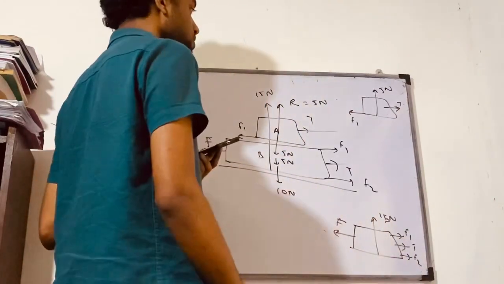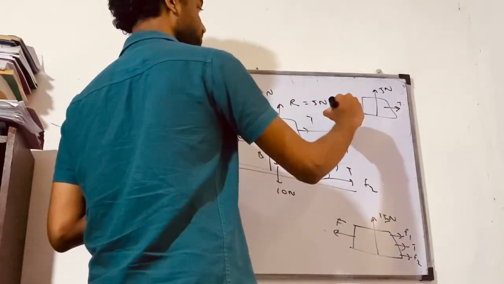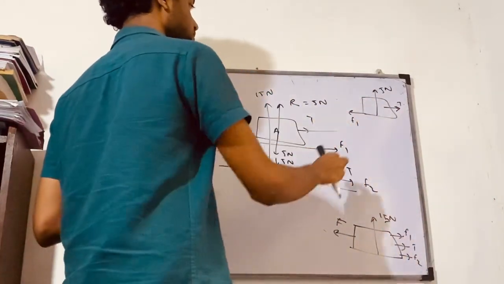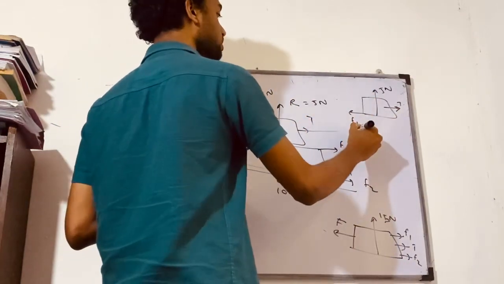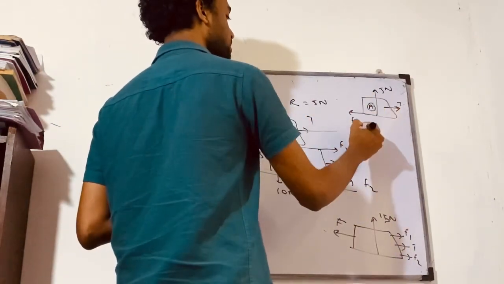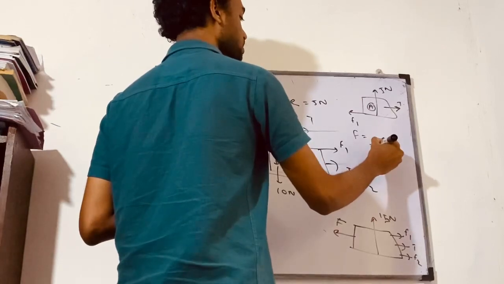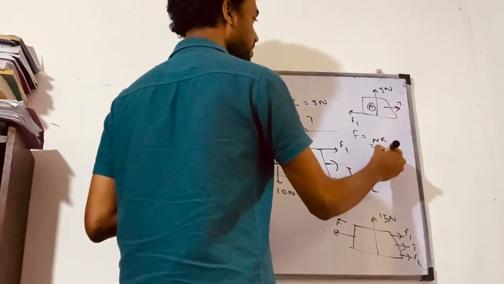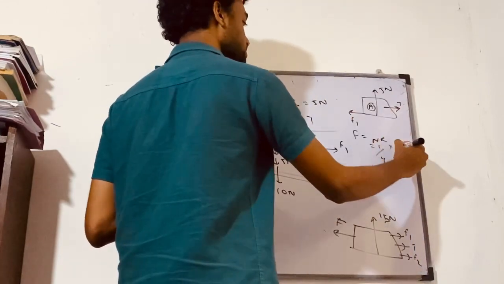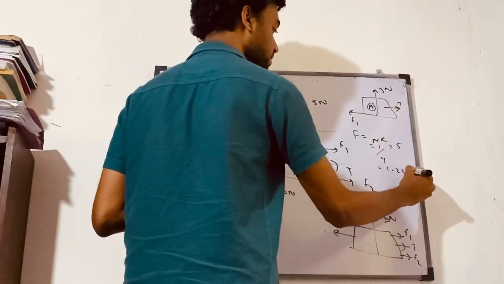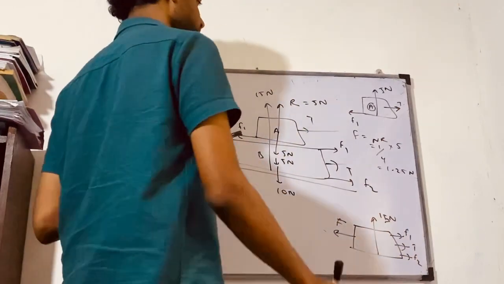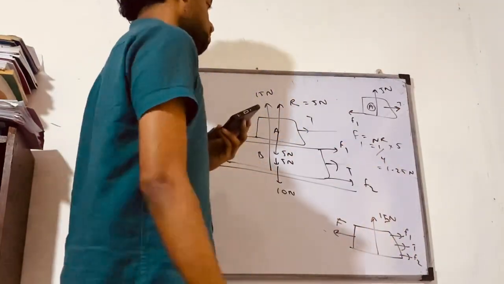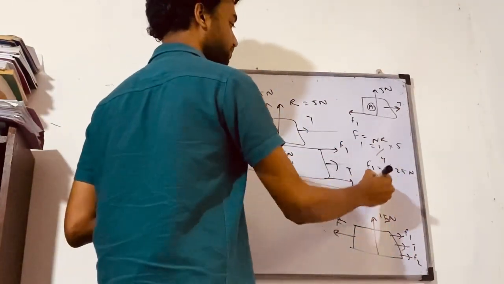All right, so first we can find F1 because we know the reaction. I can apply F equals mu R for object A. So F equals mu R, what is mu? 0.25. The reaction of A is 5 newtons, therefore I get 1.25 newtons. So F1 is equal to 1.25 newtons.